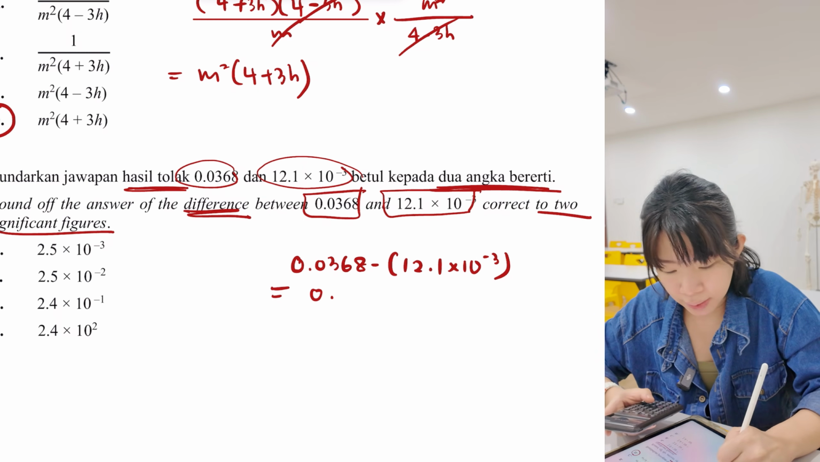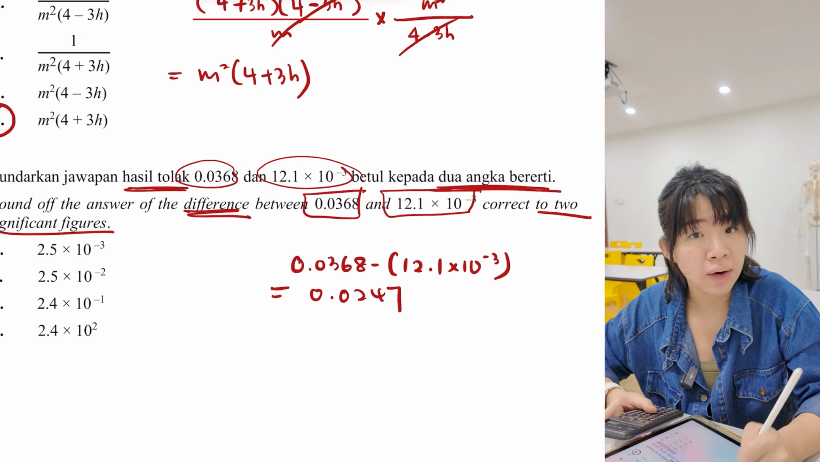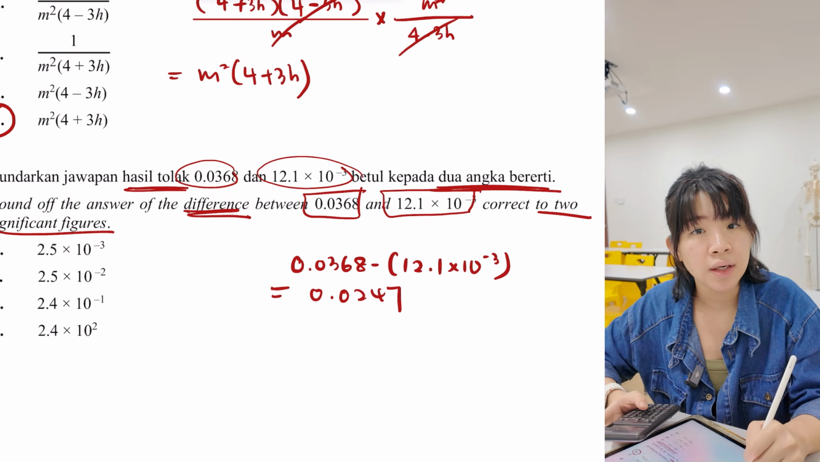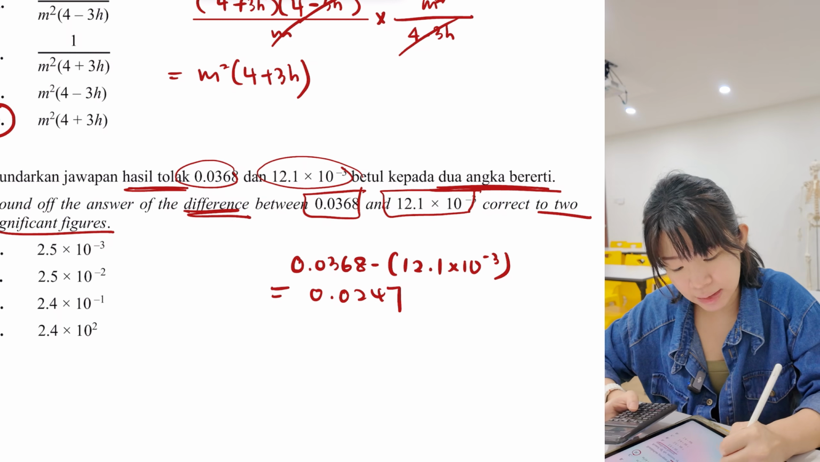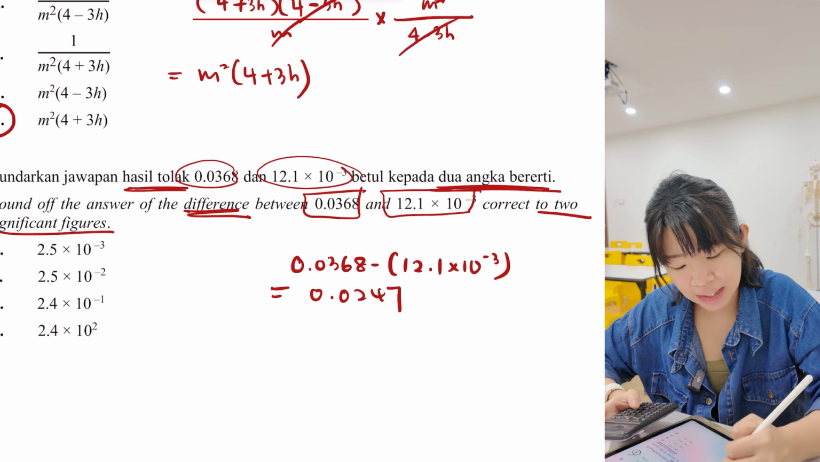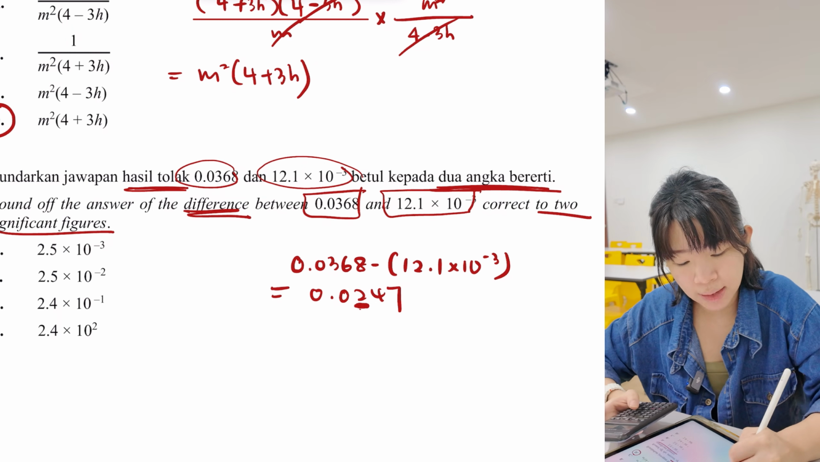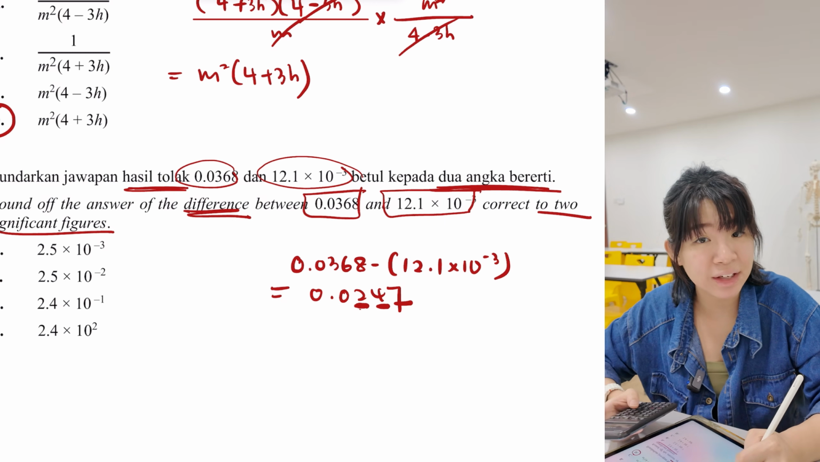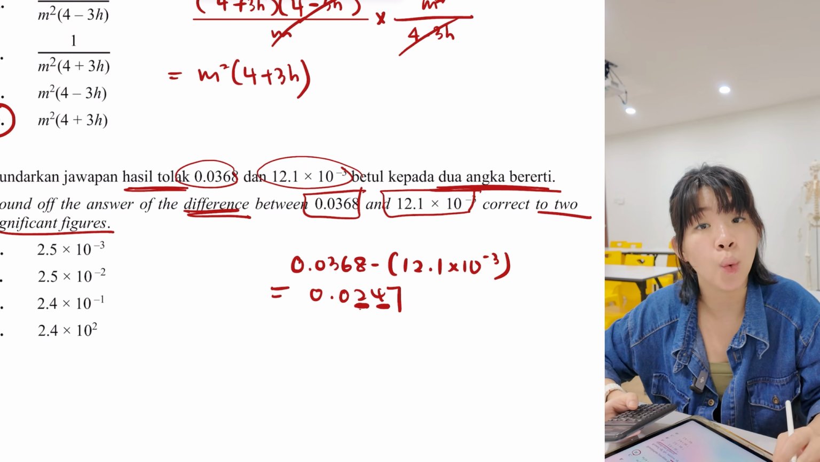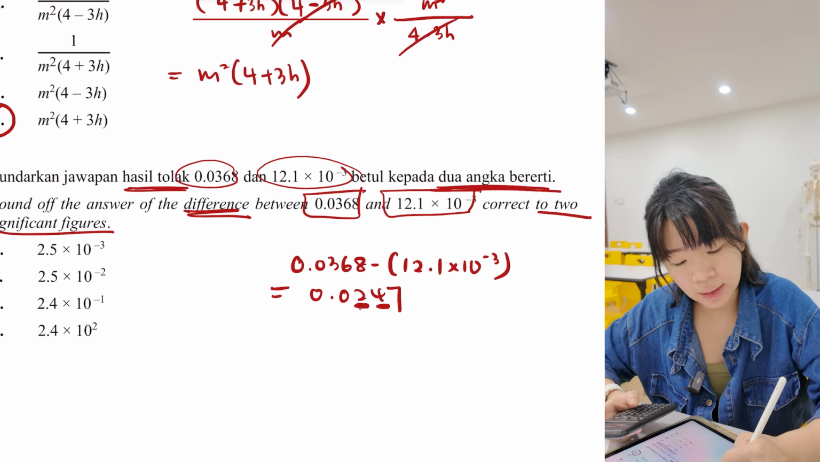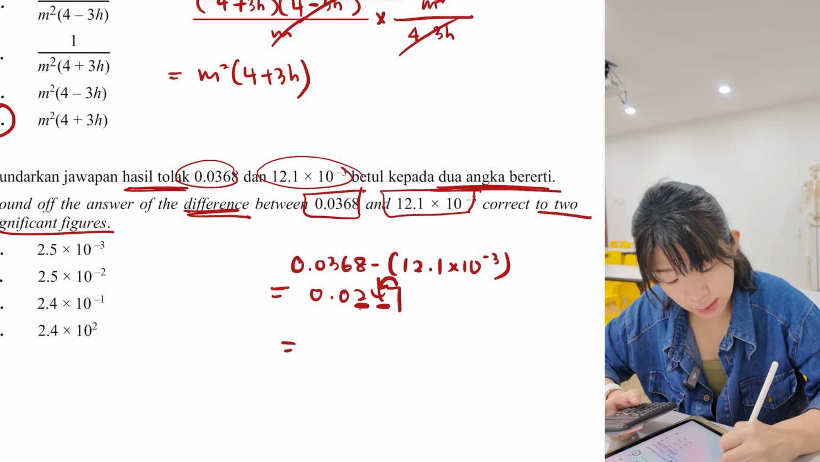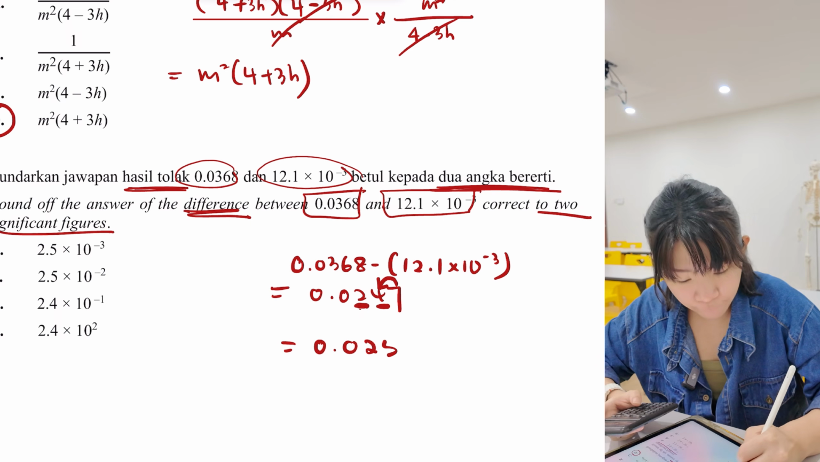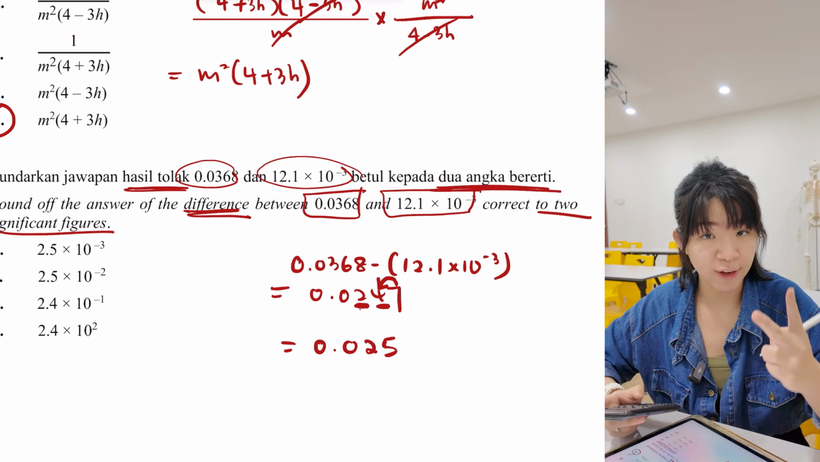Okay, we get 0.0247. Now, how many significant figures is this? We don't count the 0 in front. So we start counting from 2: 1, 2, 3. So this is 3 significant figures. But the question wants 2, so 1, 2, and the third number, 7, needs to carry forward. So at the end, we get 0.025. So this is 2 significant figures.